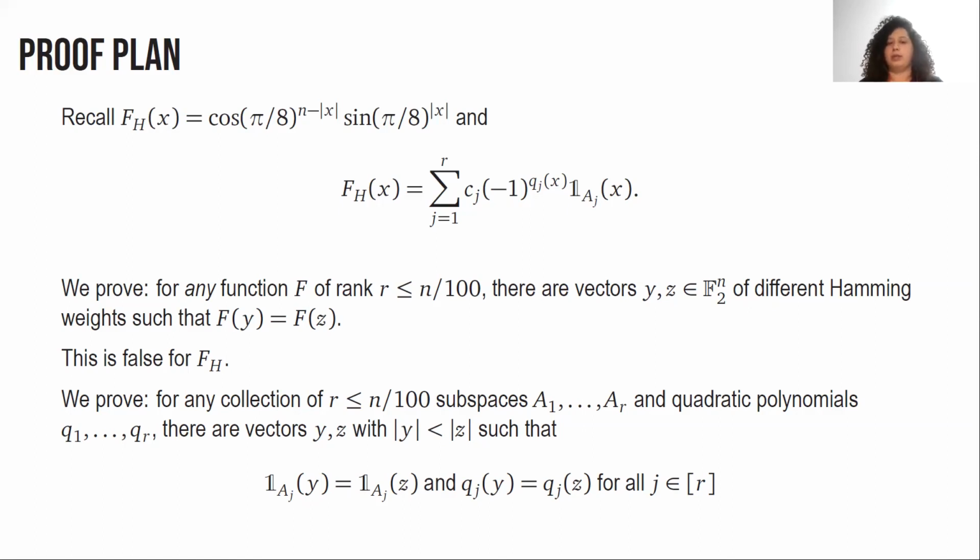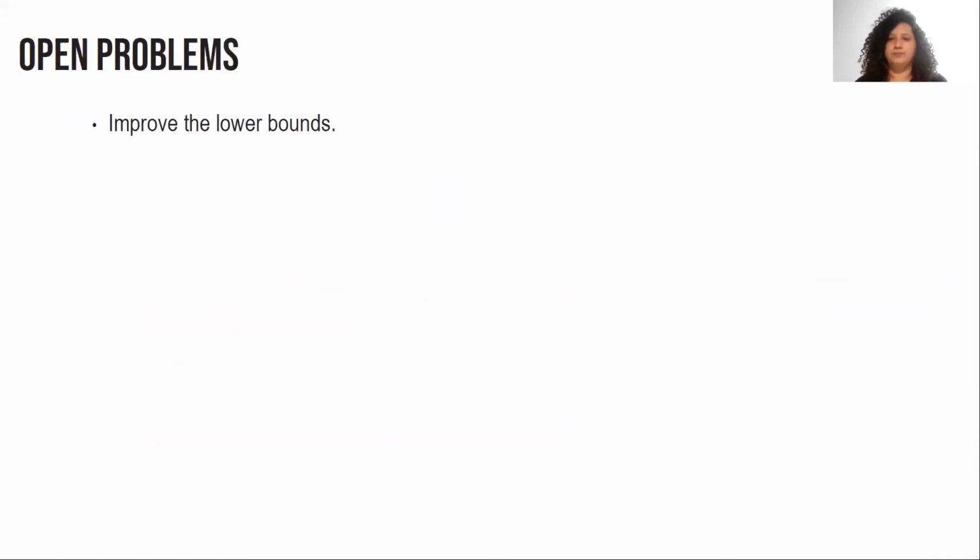So essentially, we just prove the following claim. If you have a small enough amount of affine subspaces and quadratic polynomials, you can find 2 points of different Hamming weights on which all the indicator functions agree and all the quadratic polynomials agree. And once we do this, we get the lower bound that we needed.